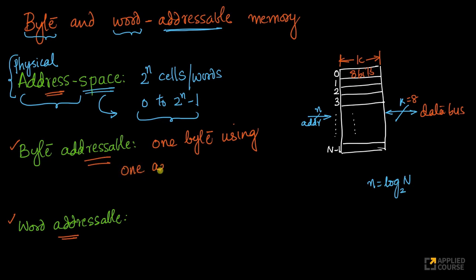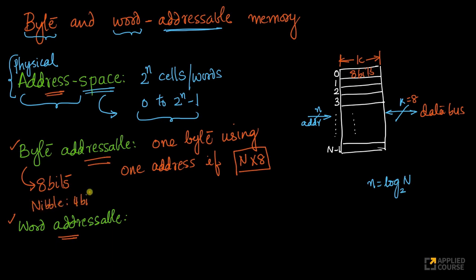Using one address, if your memory is N cells cross 8 bits per cell, look at this. If your memory itself is N cross 8, what is this N? N is the number of cells, 8 is the number of bits in each cell. If this is the case, very simple, I can address every byte. Remember, a byte is a fixed unit. A byte is 8 bits. Similarly, there is also some other terminology called nibble. Nibble means 4 bits.